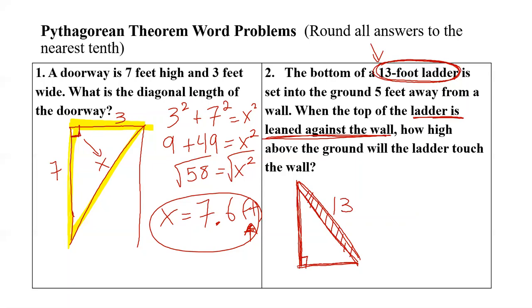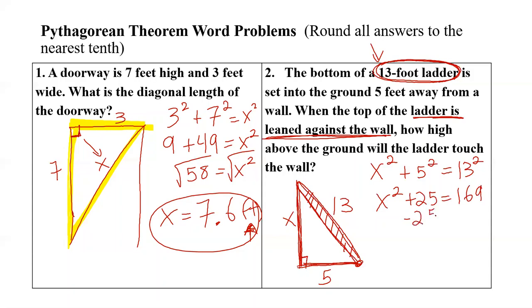It is set into the ground right here, 5 feet away from the wall. How high above the ground will the ladder touch the wall? So here again, you set up your Pythagorean theorem. X squared plus 5 squared equals 13 squared. X squared plus 25 equals 169. Subtract 25 from both sides. X squared equals 144. So x is going to equal 12. And then we go back and check our units. Feet.